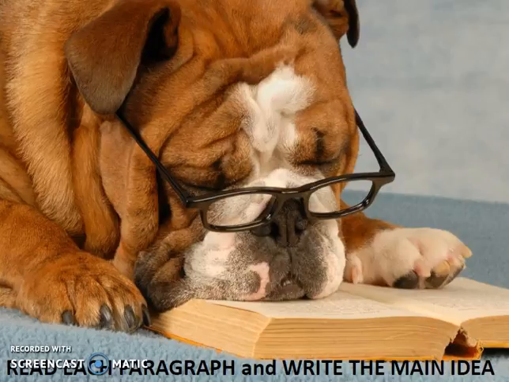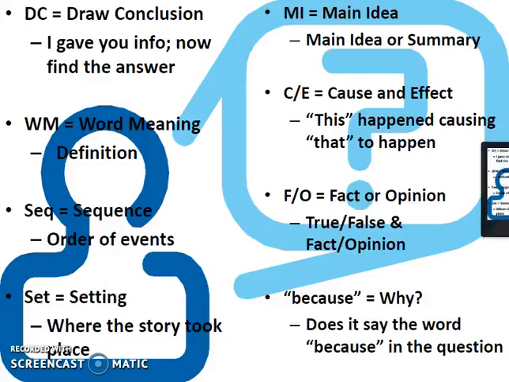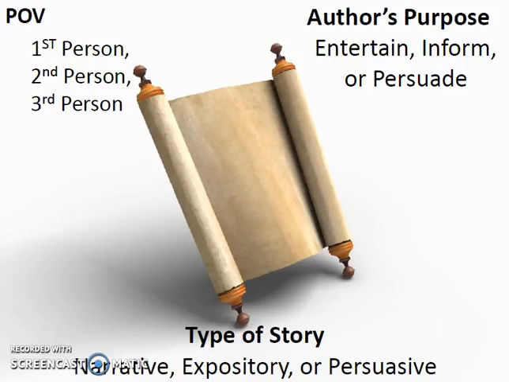The next step that you need to remember is we're going to read each paragraph and write the main idea next to the paragraph, so that we have a quick reference point to go back to. After reading and writing the main ideas, the next step will be, at the end of the paper, we're going to write the point of view.